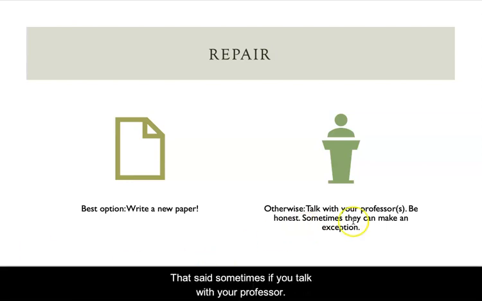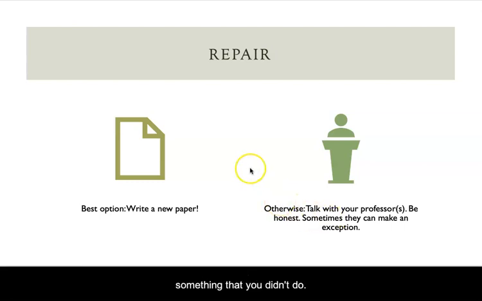With that said, sometimes if you talk with your professor and you're honest about wanting to submit the same paper in two different classes, or papers on the same topic, sometimes they can make an exception or tell you how you can tweak your paper to make it fit into the parameters of the assignment without plagiarizing. So if you're going to try to do it, at least be honest. Don't try to pass it off as something that you didn't do.